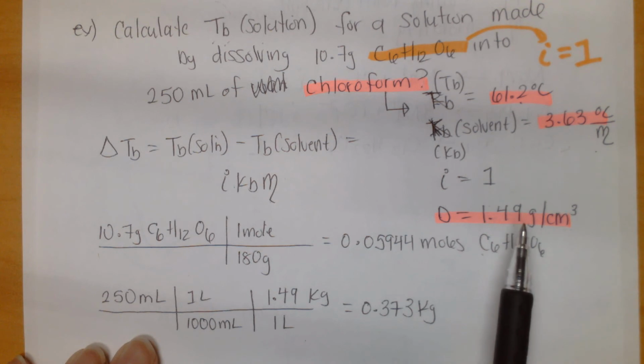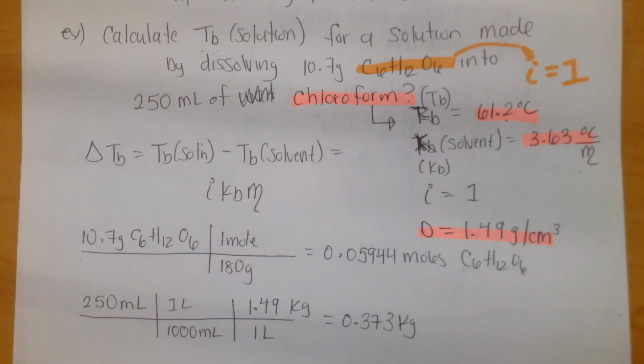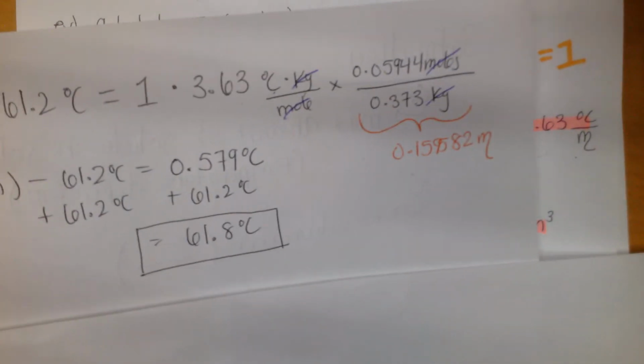But again, if you aren't aware of that, you could take this milliliters, use the density here, and then turn it into kilograms when you're finished. Either way would be fine. Okay, so we got 0.373 kilograms of solution. The last part here is we just need to plug it all in now. So let's plug it in.